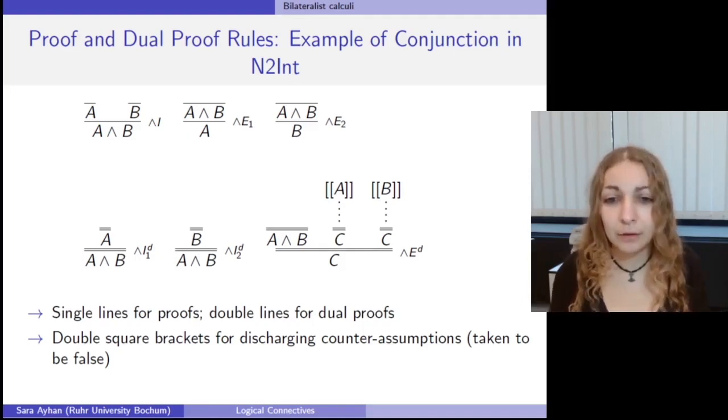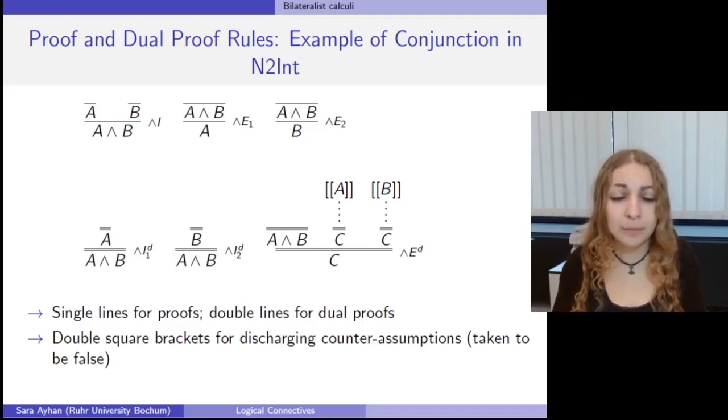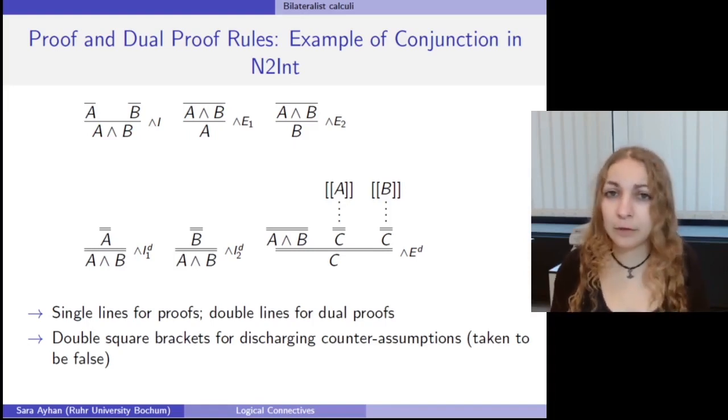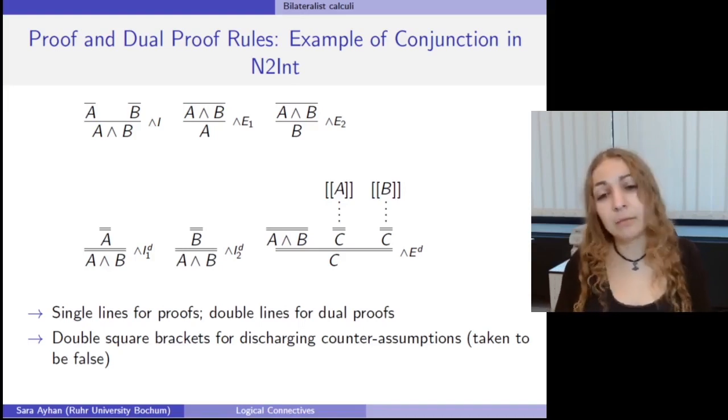So the ones above are just the normal natural deduction rules, right? And the ones below would tell you, for example, if you have a refutation of A, then you also have a refutation of A and B.